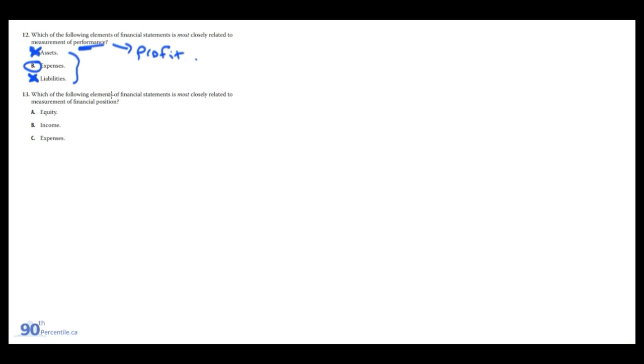And then last one, which of the following elements of financial statements is most closely related to measurement of financial position? So this is the opposite of what we just did in question 12. Income and expenses are profitability, so financial position would be equity, which is on the balance sheet, as well as assets and liabilities.